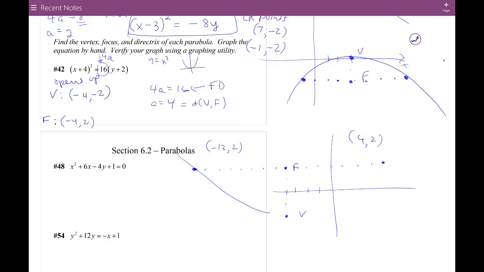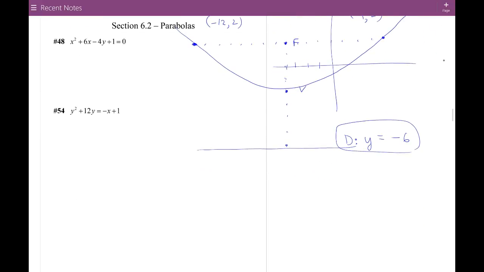So then I can draw my parabola, and I've found the vertex and the focus. I need the directrix. If I go from the vertex to the focus and it's 1, 2, 3, 4, then to go from the vertex to the directrix, it's also 1, 2, 3, 4. And it's going to be the horizontal line y equals -6. So here's my directrix. And then we graphed the equation. Okay, so that's number 42.